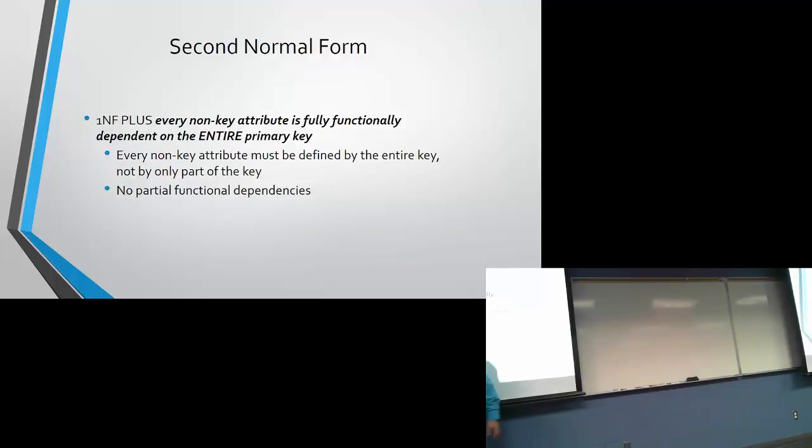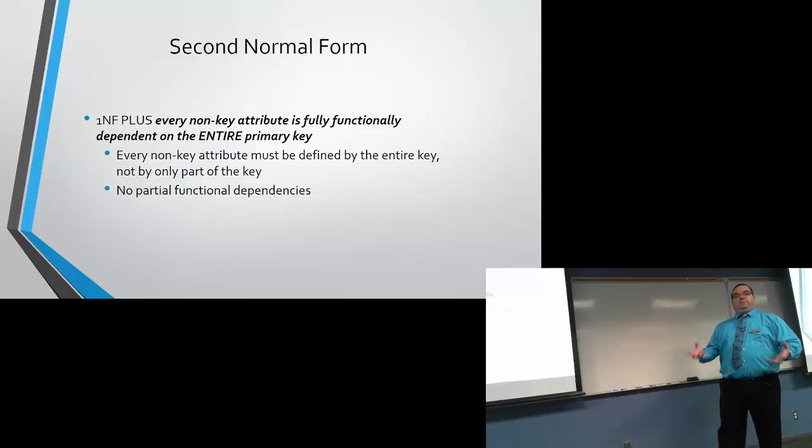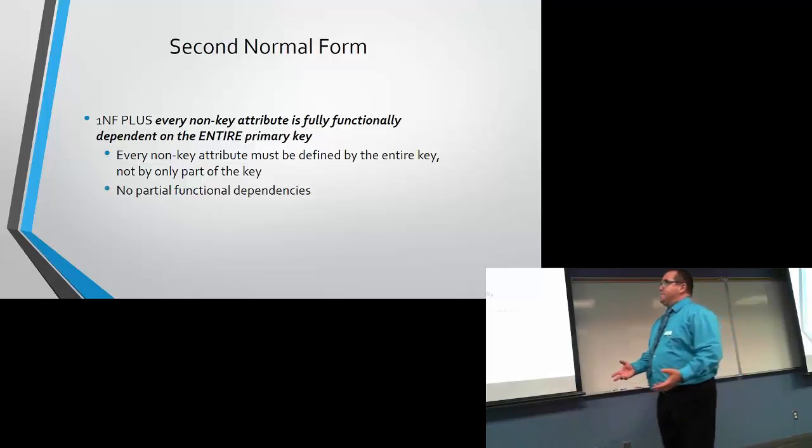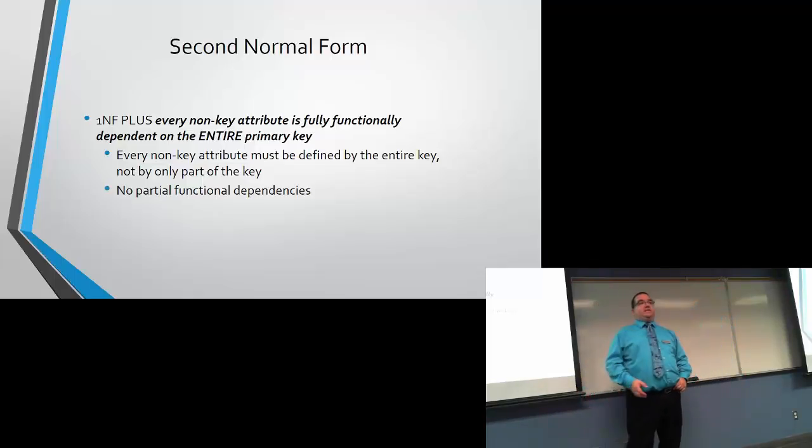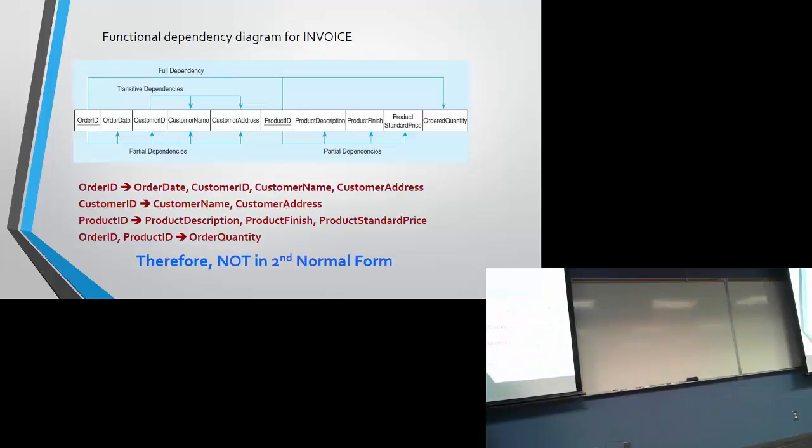Okay, second normal form. It's in first normal form, and every non-key attribute is fully functionally dependent on the entire primary key. In other words, every non-key attribute must be completely defined by the primary key, and there are no partial dependencies. So if only part of the primary key determines the data, get rid of that. And we've got another little diagram. This one's fantastic. Okay.